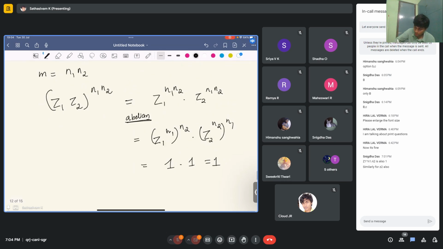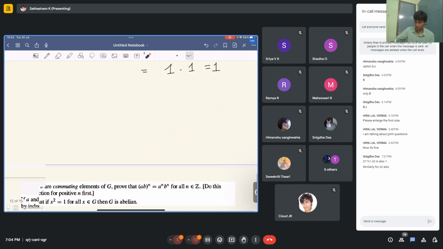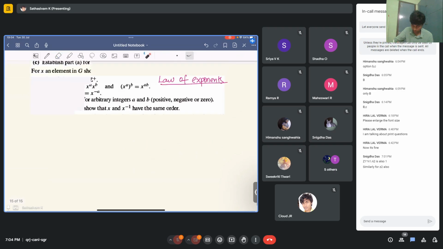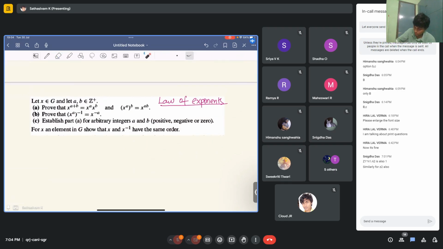Here also I'm using some particular property, right? I'm saying I can write this as a product like this. This is the law of exponents. The law of exponents states that if you have x power a plus b, you can write it as x power a times x power b. And if you have x power a power b, you can write it as x power ab. This is also equal to x power ba, and also equal to x power b power a.